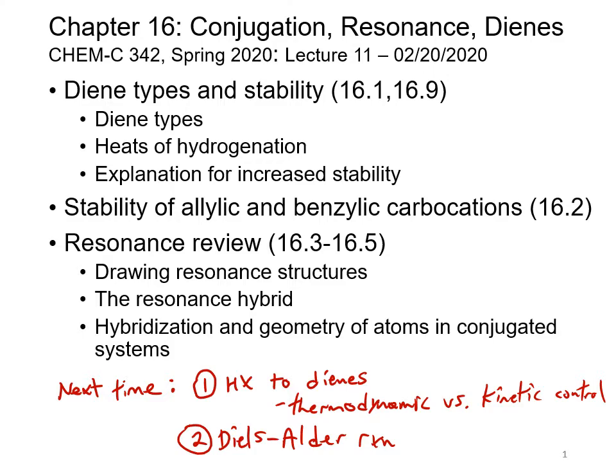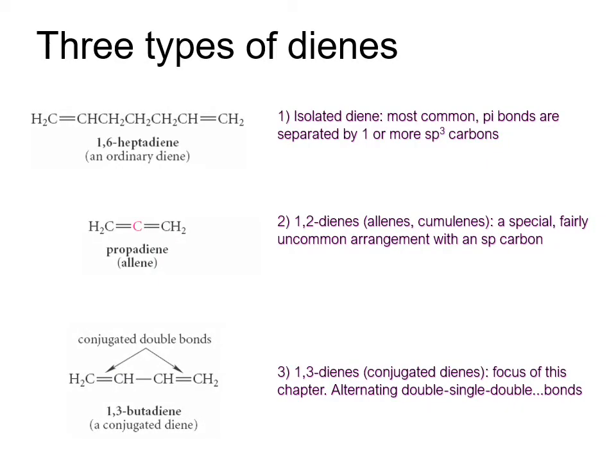Okay, so let's look at the different types of dienes. Anything that has two alkenes is going to be called a diene. Usually we look at isolated dienes. So this first example here shows isolated dienes, and they have alkenes that are separated by one or more sp3 hybridized carbons. Those sp3 carbons interrupt any chance of having overlapping pi systems.